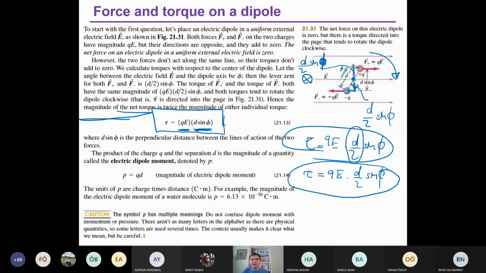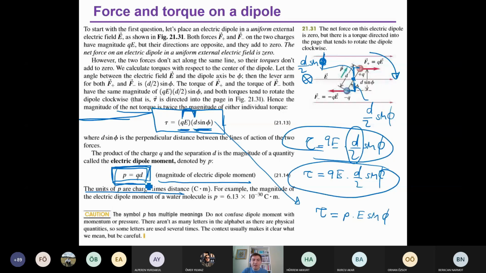You see, what is Q times D? Q times D is given with electric dipole moment P, the magnitude of electric dipole moment. Okay, then I can write this expression like this: torque equals P times E sine phi, right? Instead of Q times D, I just use P, okay? What about the unit of this electric dipole moment? It is charge times distance, Coulomb times meter, Coulomb meter, okay?